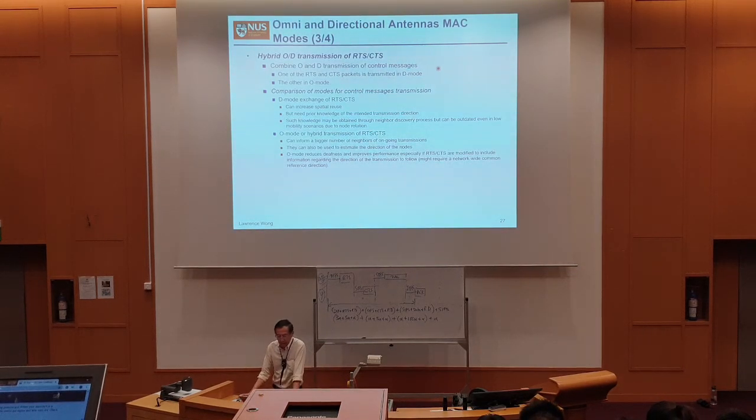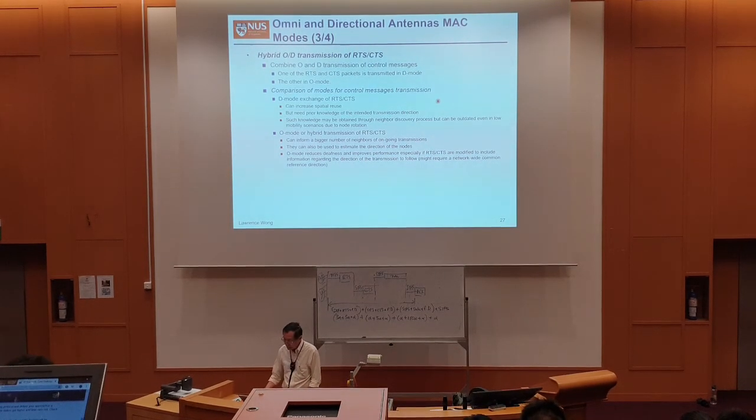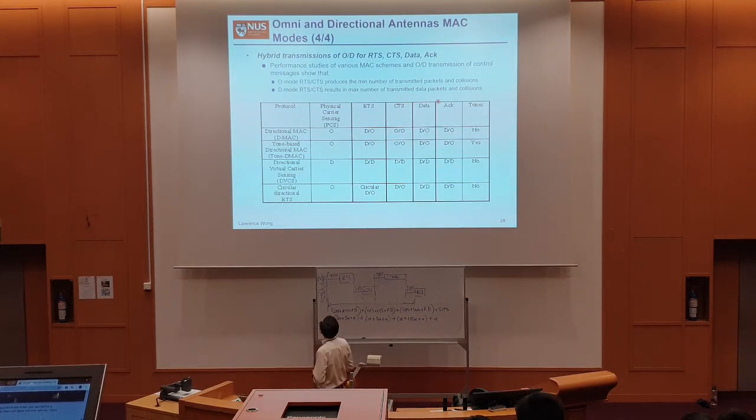You can combine O, that is omnidirectional, and directional transmission of the control messages. One of the RTS and CTS packets is transmitted in D mode, the other in O mode. And you compare how this will perform, comparison of modes for control message transmission. So you use D mode, exchange for RTS, CTS. So you got two possibilities. That paper is in the list of references that I gave you. It compares all these different modes and how they operate. Okay? And that comparison is summarized under this.